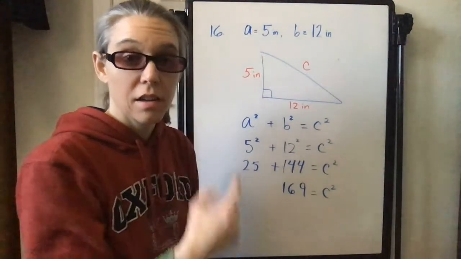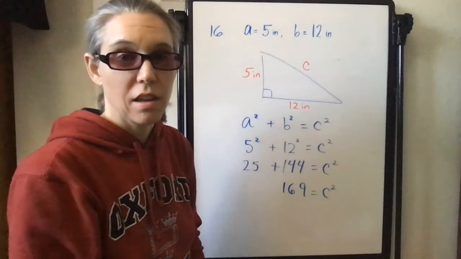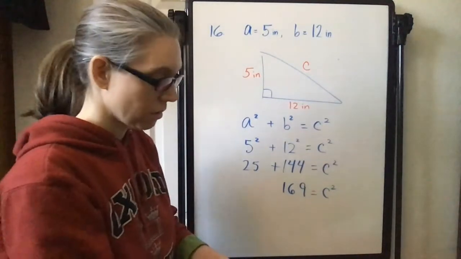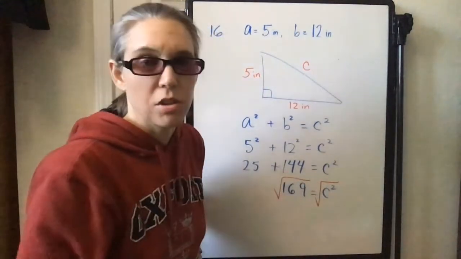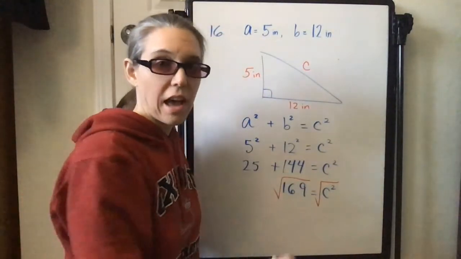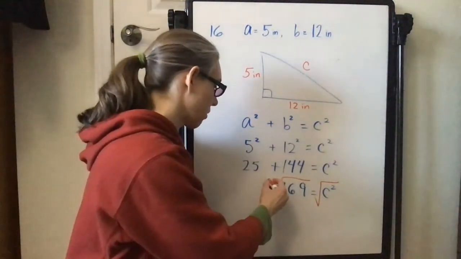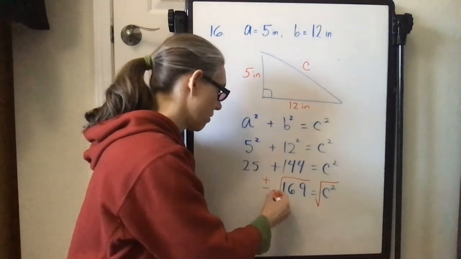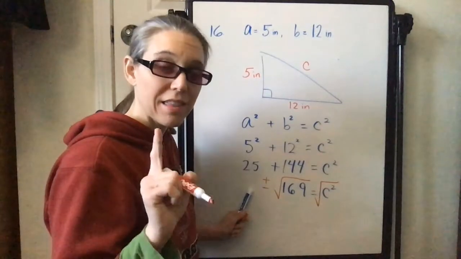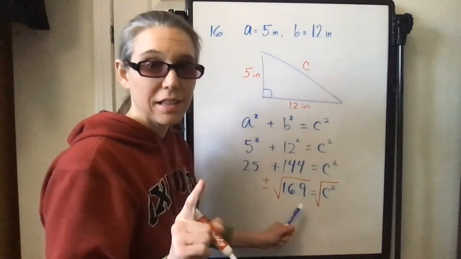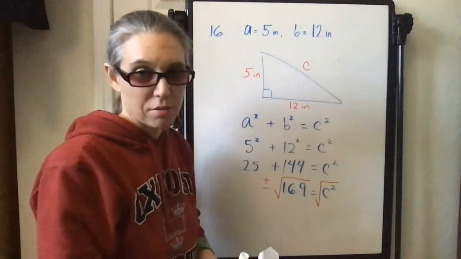Now here, if you want to solve this equation, what we need to do is take the square root of both sides. Typically, when you take the square root of both sides, you're going to have a plus and a minus. So when you're using the square root property in general, you have a plus and a minus. However, in this scenario, c represents a side length, and a side length can never be negative.